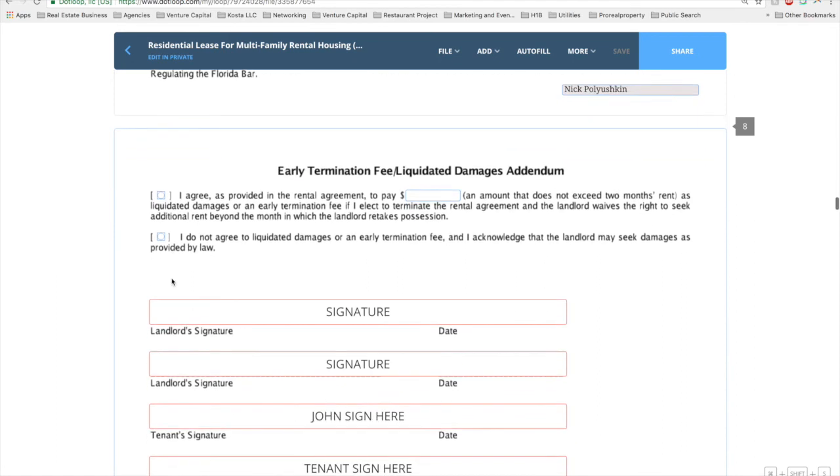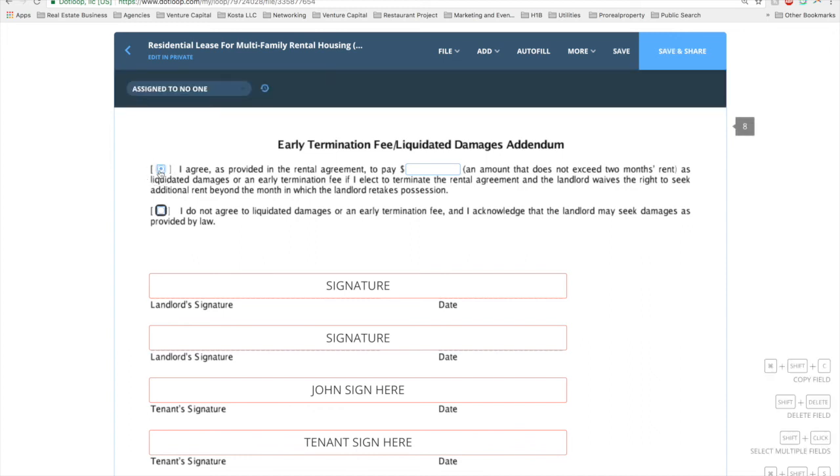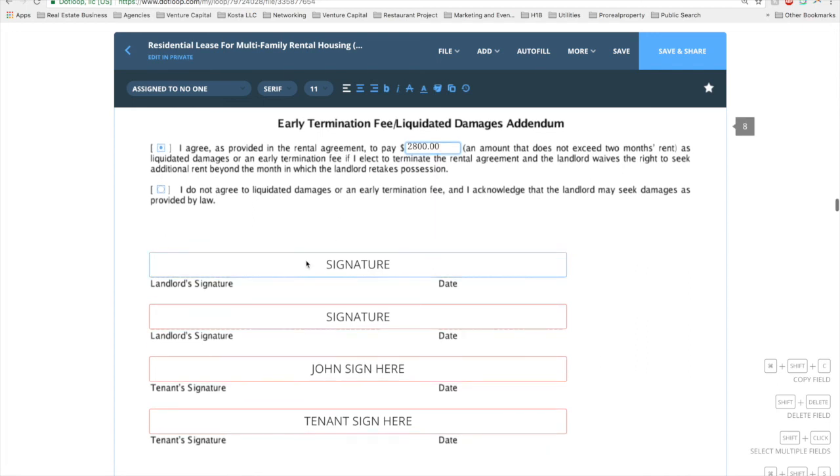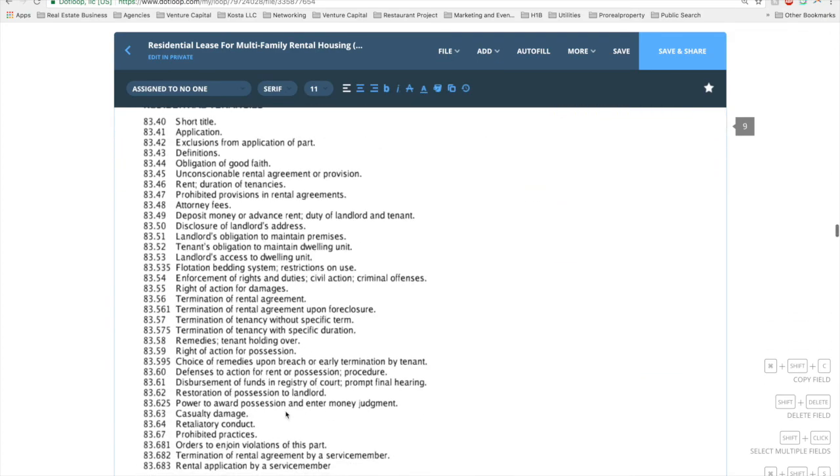Early termination fee. So this is a very important part. For the landlord, it is important that, let's say after 4 months John would like to move out, so the landlord would like to have liquidated damages and an early termination fee. Usually it's 2 months. So in our case, because John already has a security deposit and last month prepaid, it will be the same amount, so $2,800 as an early termination fee. And landlord and tenant need to sign here, and initial at the bottom.